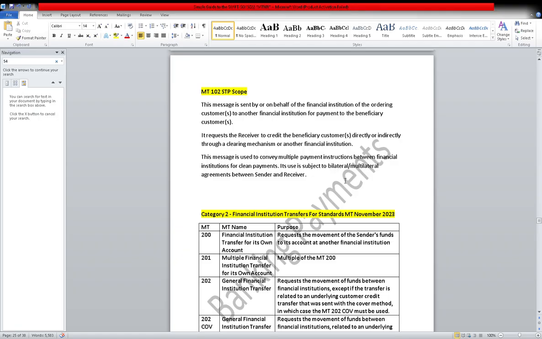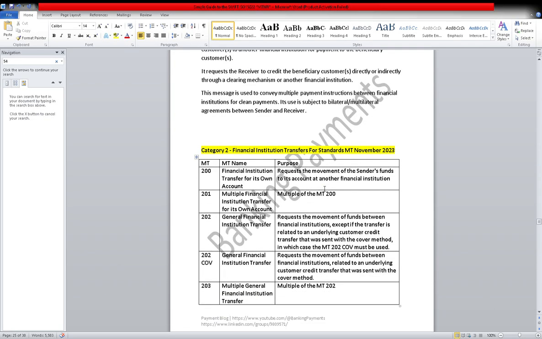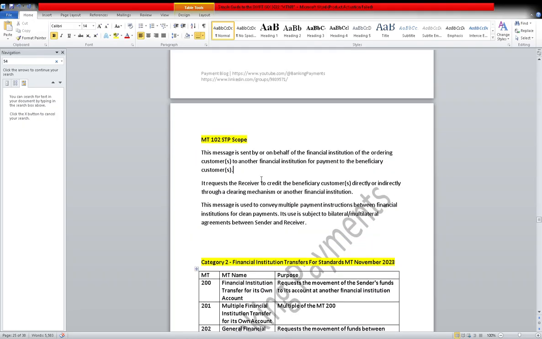Okay, guys. So what will happen now? In 15 minutes, if you are not able to finish it, we'll continue tomorrow. But I will kick off MT202 also today. MT202 means bank to bank payment.